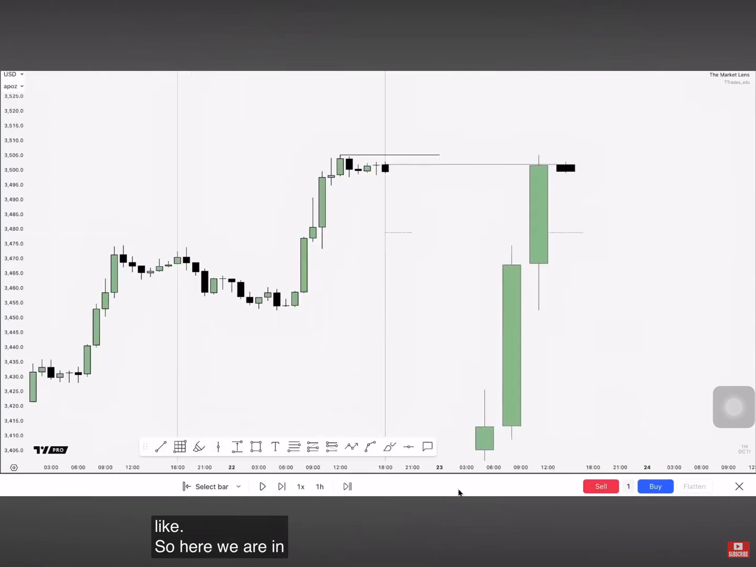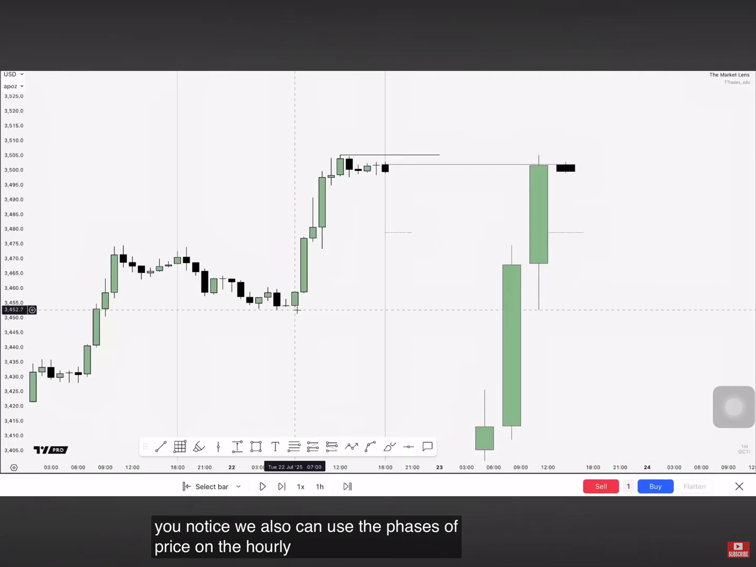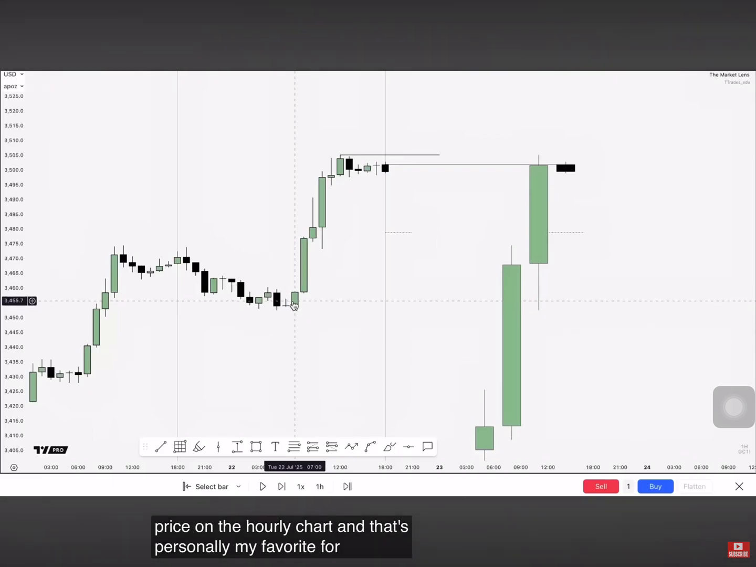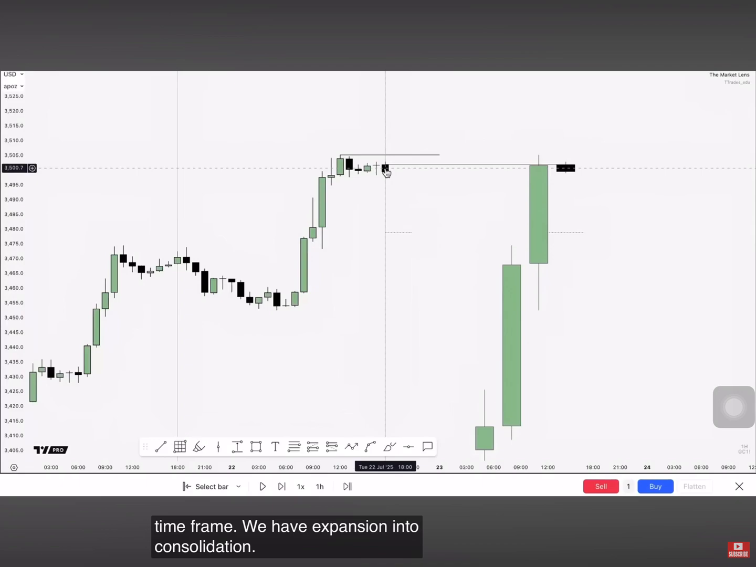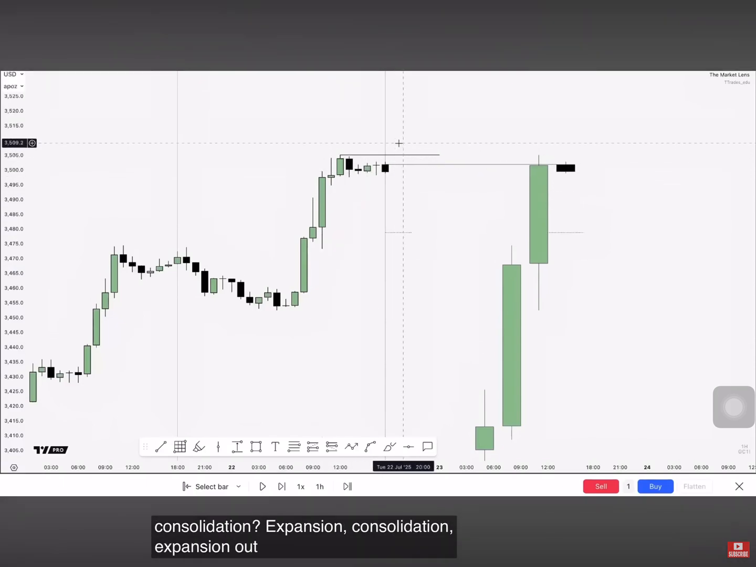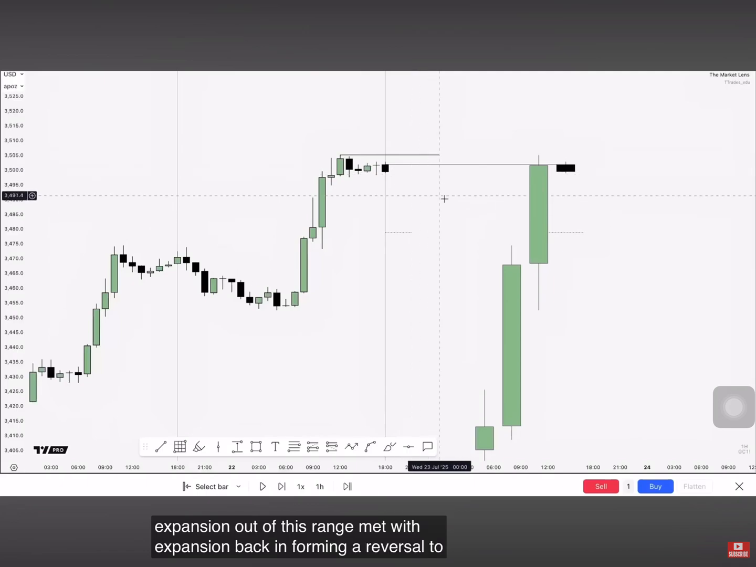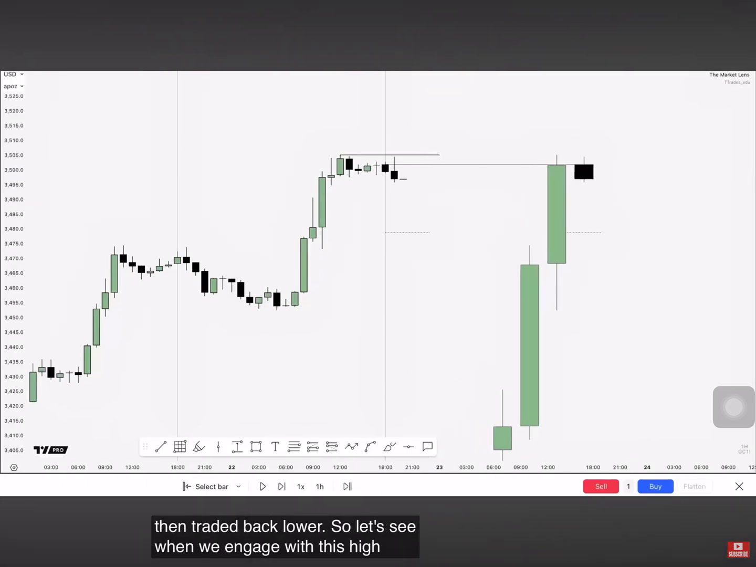So here we are in the next candle, and you notice we also can use the phases of price on the hourly chart, and that's personally my favorite for the daily time frame. We have expansion into consolidation. So if our idea is to trade lower, what do we want to see with consolidation? Expansion, consolidation, expansion out of this range, met with expansion back in, forming a reversal to then trade it back lower. So let's see when we engage with this high.